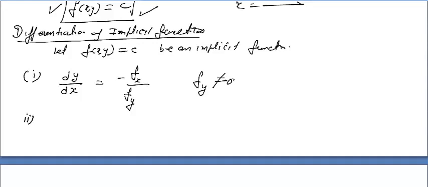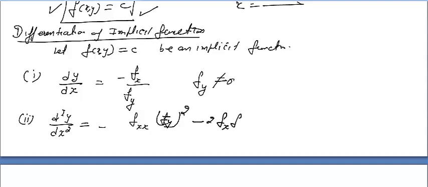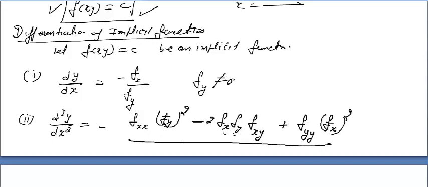And the second one, it is better to write it. We will prove both formulas and then we will use them. The double derivative of y with respect to x will be minus [f_xx f_y squared minus 2 f_x f_y f_xy plus f_yy f_x squared] divided by f_y whole cube. Here f_xy is the partial derivative of f with respect to x and then y.